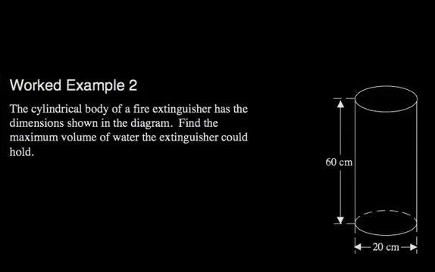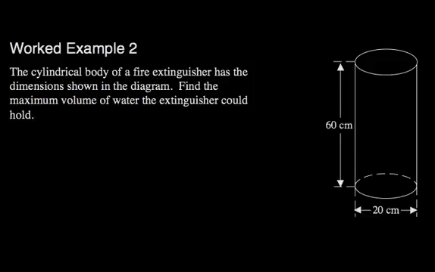The second worked example is referring to a cylinder. And to find the volume of a cylinder, it's the cross-sectional surface area, which is the pink area, and then multiplied by 60. So the volume is equal to pi r squared times 60.